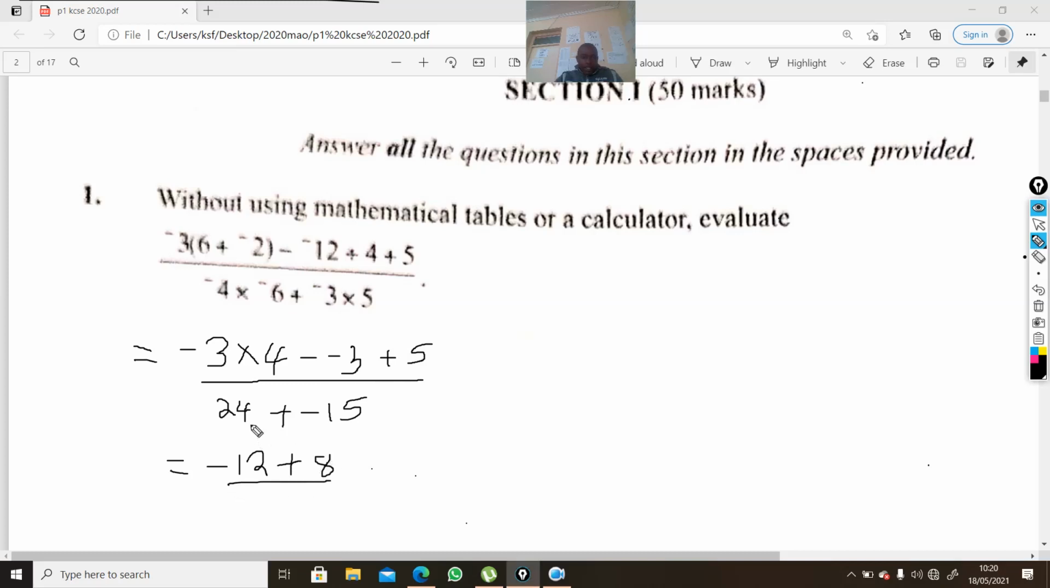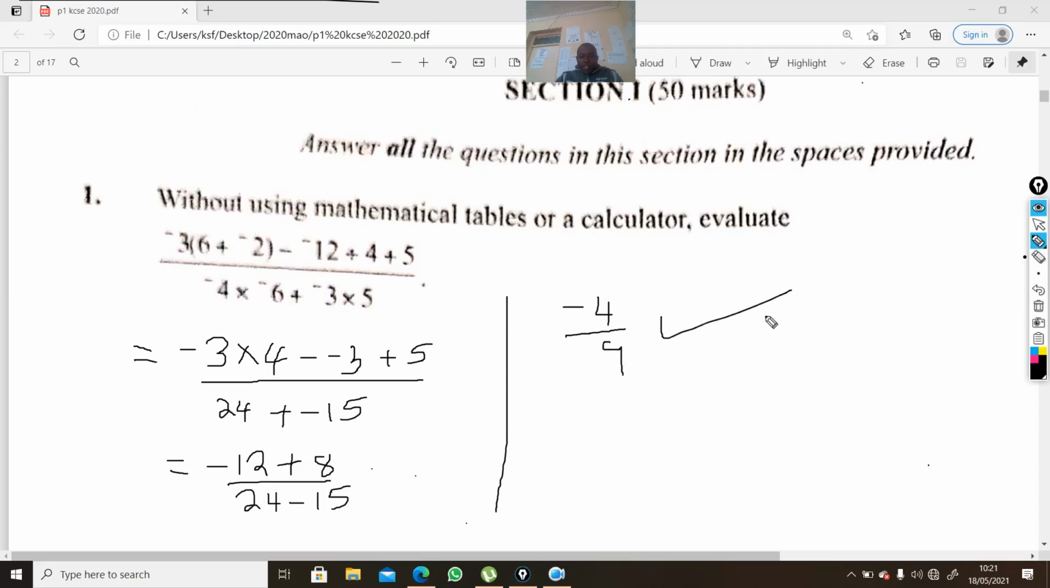All over. This is the same as 24 minus 15. So what you get here is negative 12 plus 8. You can use your calculator, but you still get negative 4. So it's the same as negative 4 all over 24 minus 15, which you get 9.